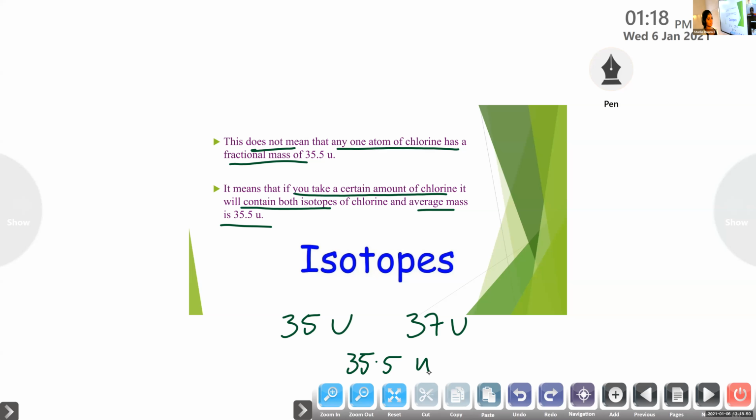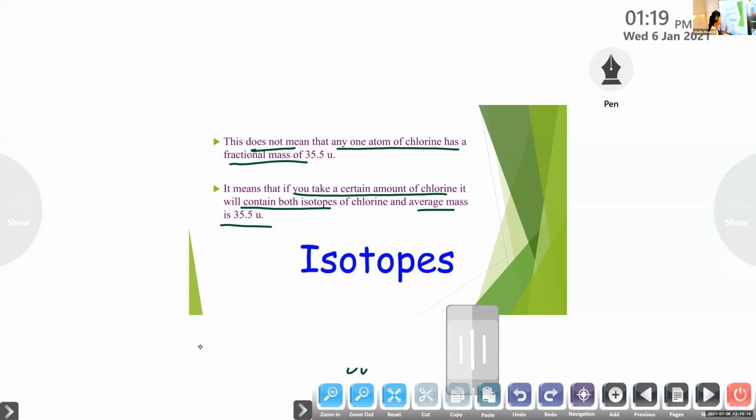So we learned isotopes: atoms of the same element having the same atomic number but different mass number. Examples of isotopes are, in the case of hydrogen, protium, deuterium, tritium. Then we learned the example of carbon, C-12 and C-14. Then we learned chlorine 35 and chlorine 37. Okay, fine. Is this clear for everyone? Yes or no? Yes, ma'am.